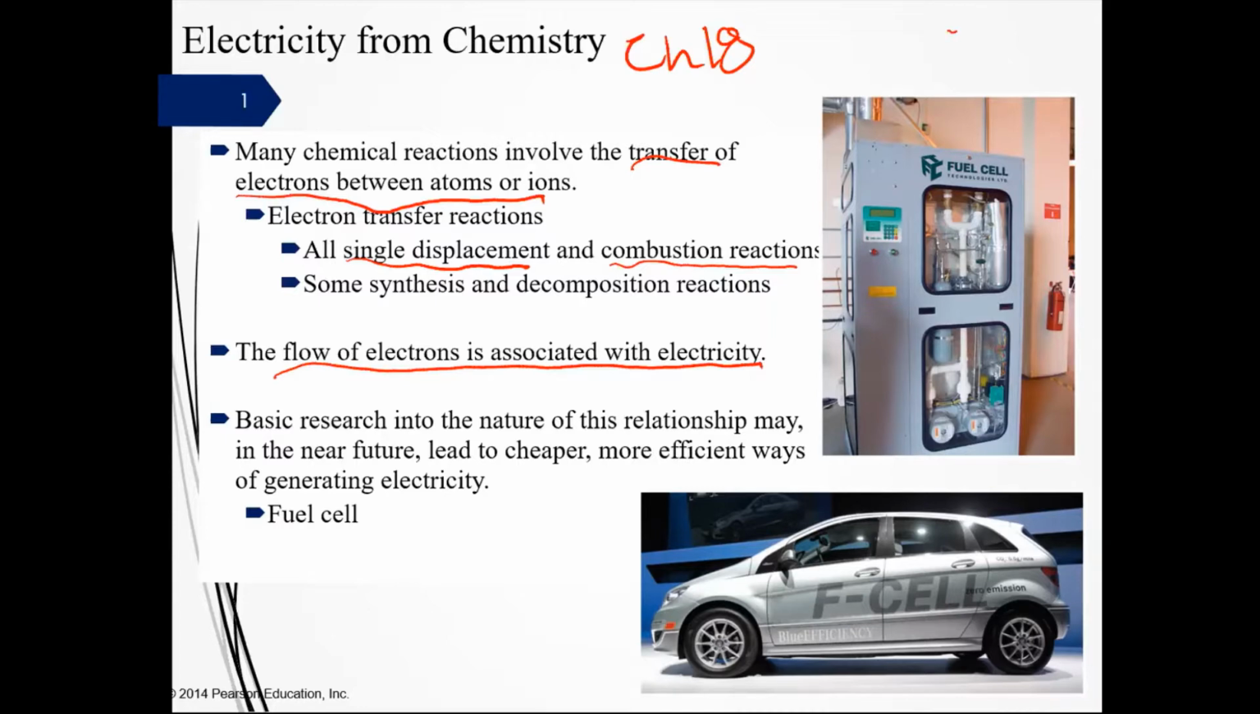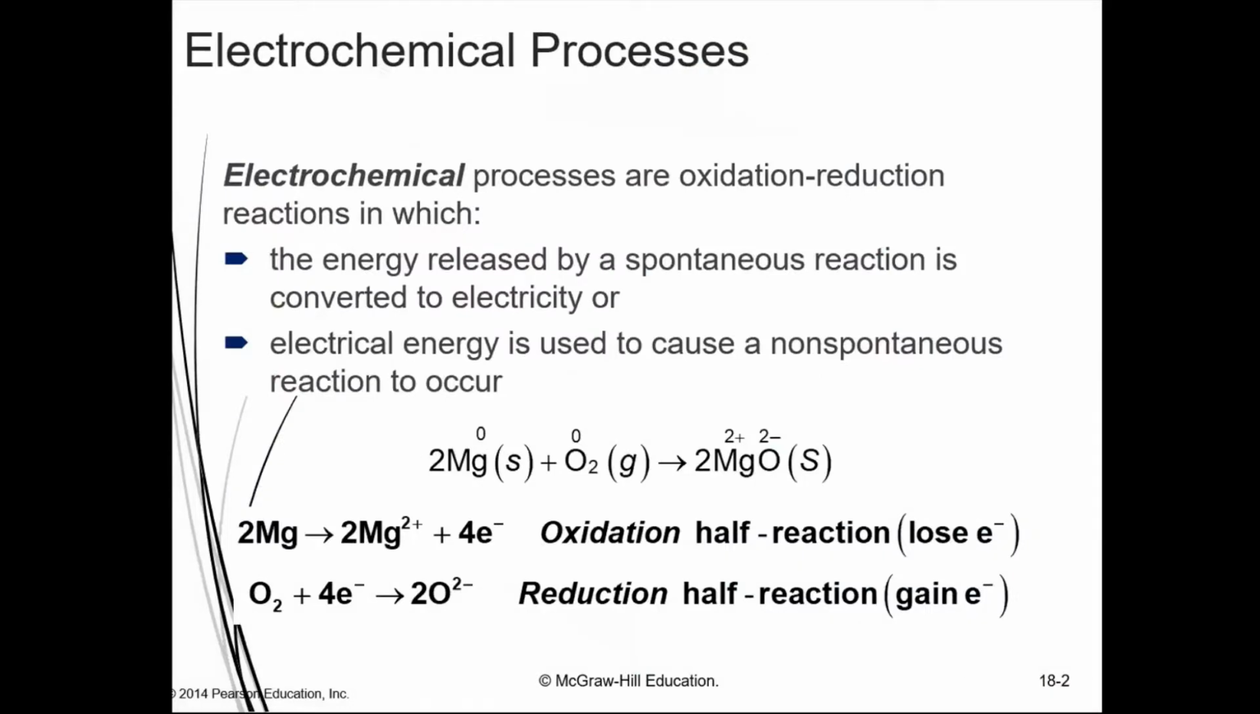And so the important part to remember is the reason why we've been researching this is that chemical reactions that transfer electrons can lead us to cheaper and more efficient ways to generate electricity. This might be through fuel cells. These might be through batteries. And so we are very interested in electrochemistry currently because we have a big demand for electricity and we would like to make that more efficiently and cheaper than before.